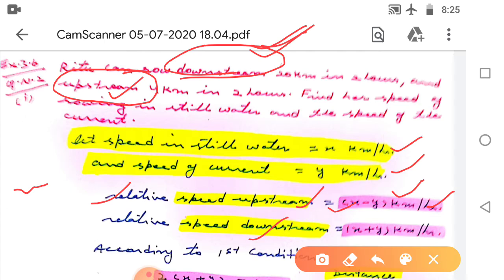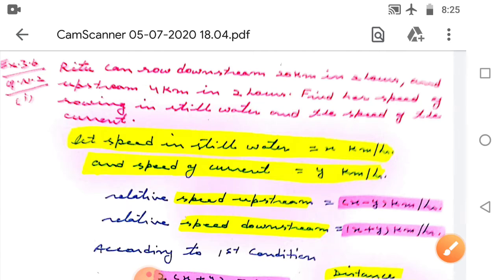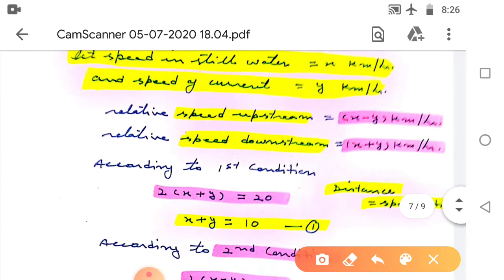Now come to downstream. Downstream means you are moving in the direction of the water. So your speed is x kilometer per hour and the speed of the current is y kilometer per hour. So what is the speed of the boat? That is x plus y kilometer per hour. This is important. Against the stream, relative speed is x minus y kilometer per hour. With the stream, the speed is x plus y kilometer per hour. Clear?